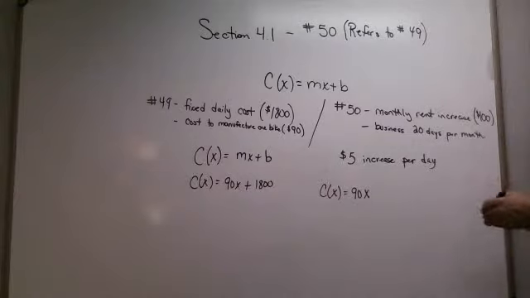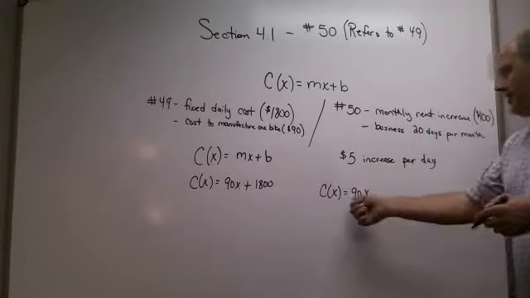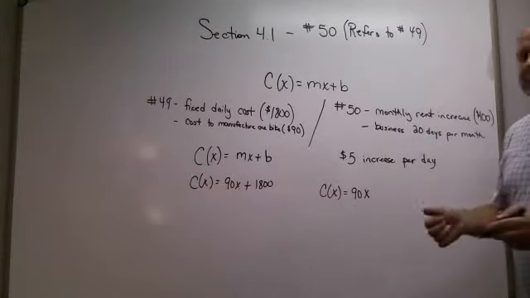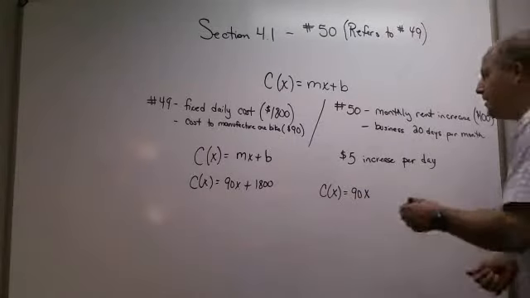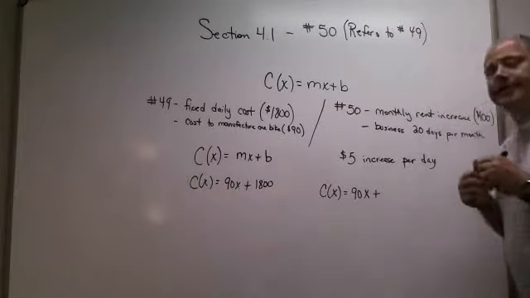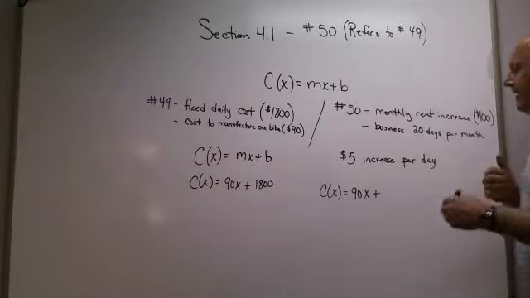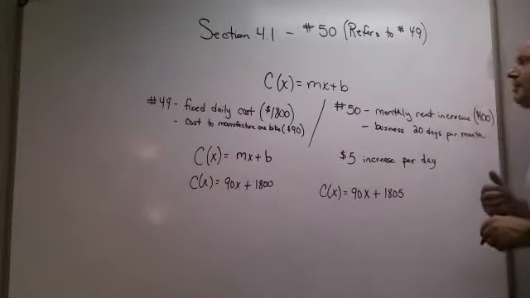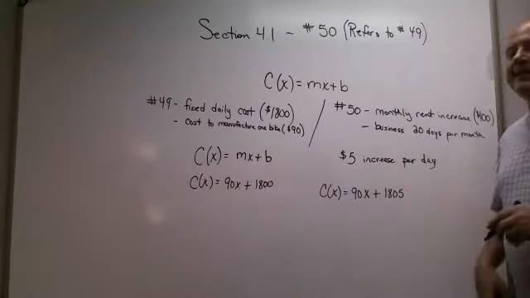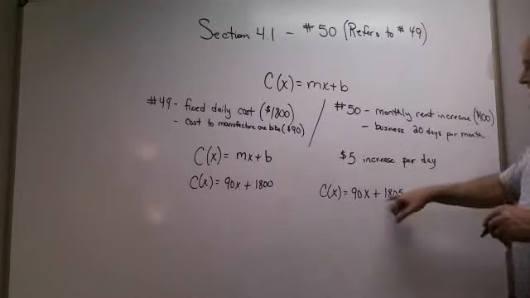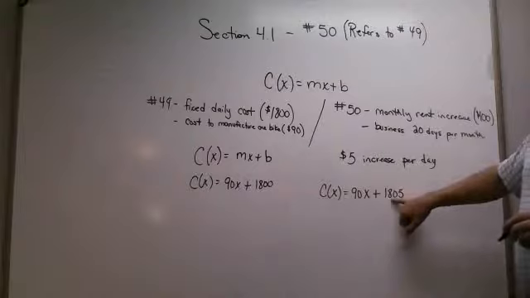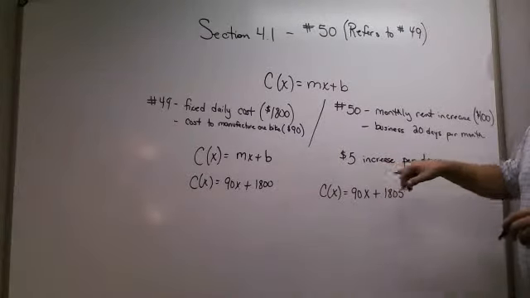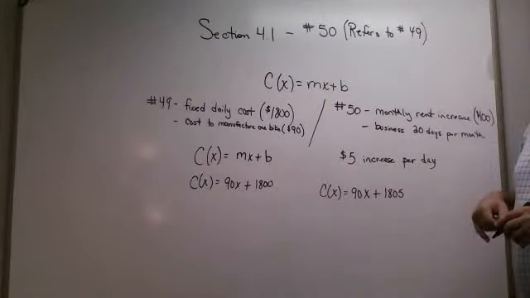If they say it costs $95 a bicycle, then you make that 95x. Or $98 a bicycle, you make that 98x. Plus, what do you think it's going to be? It's going to be 1805, because you have to remember, this cost function is a daily one. So it's just a small tweak. It's a little bit more than what it was.